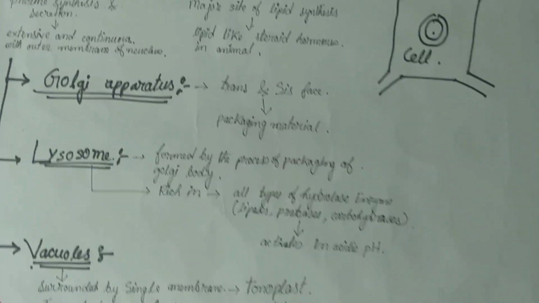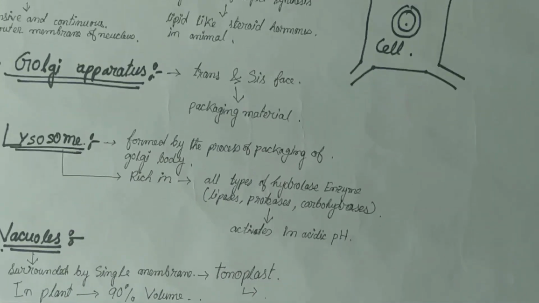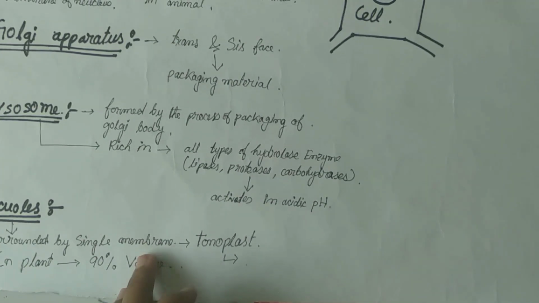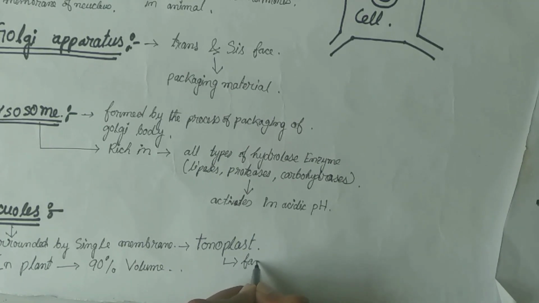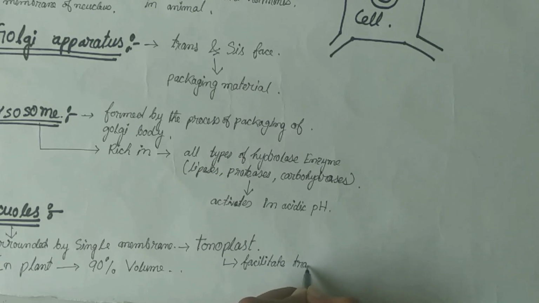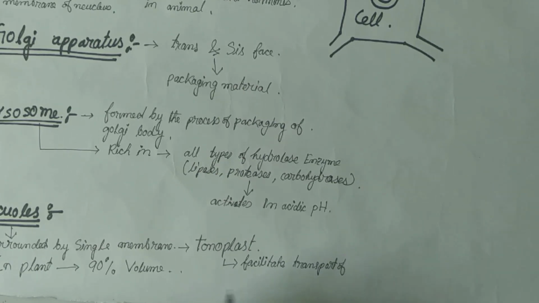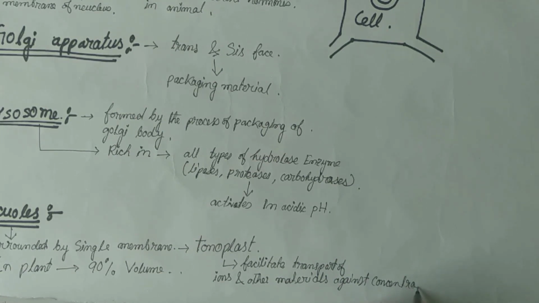The tonoplast facilitates the transport of a number of ions and other materials against concentration gradient into the vacuole. Hence, their concentration is significantly higher in the vacuole than in the cytoplasm.